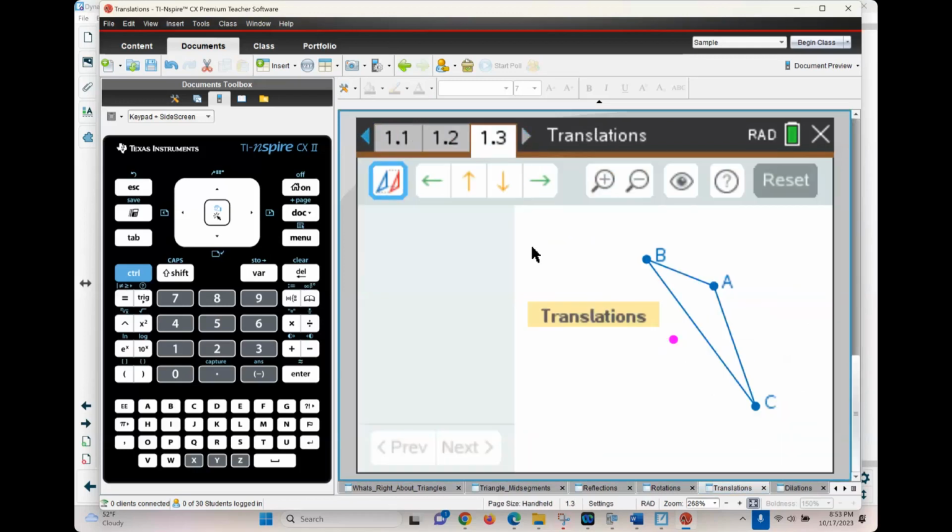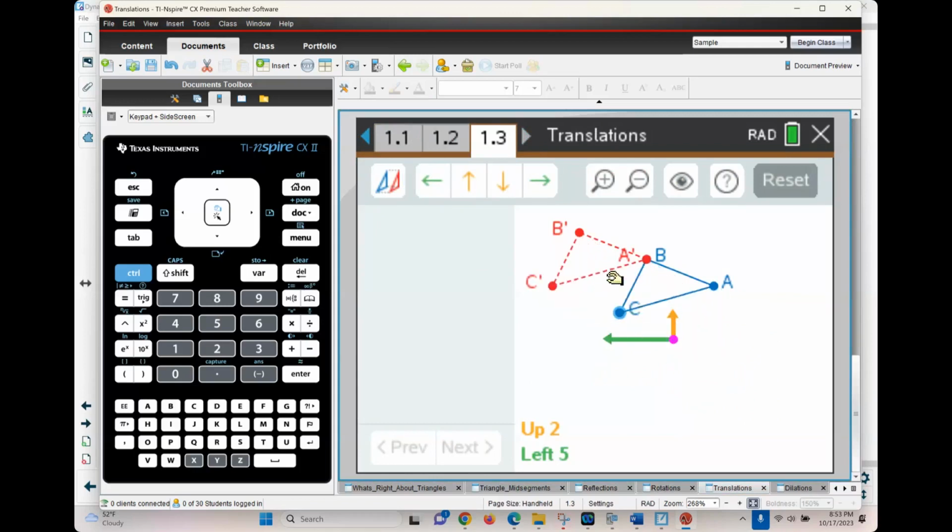And on translations, you can translate two different ways. You can say, well, I'd like to go up 2 and to the left 5, and then go ahead and translate it. And you can see that these look like they're still congruent. And then I can grab point C and see that the triangles are congruent no matter what, okay?